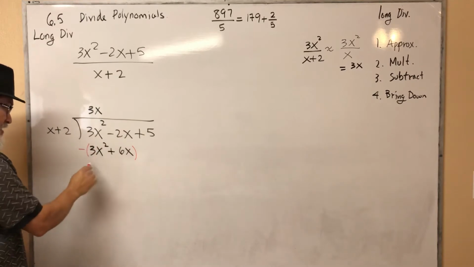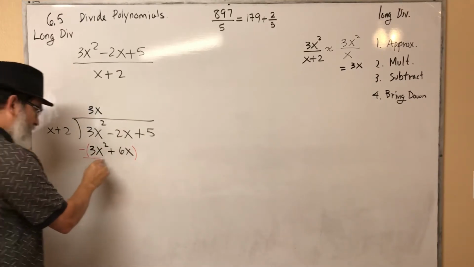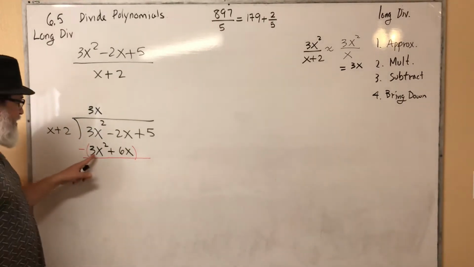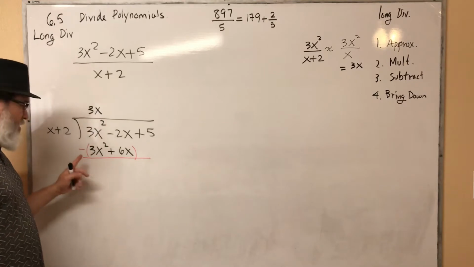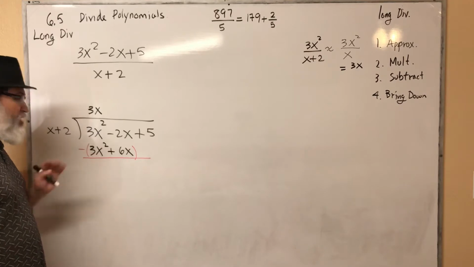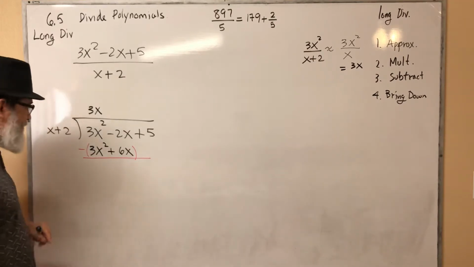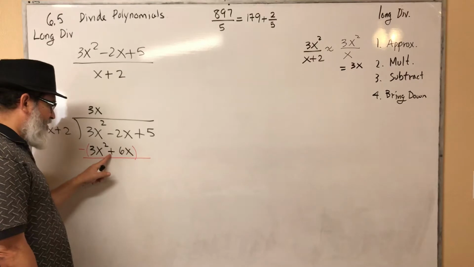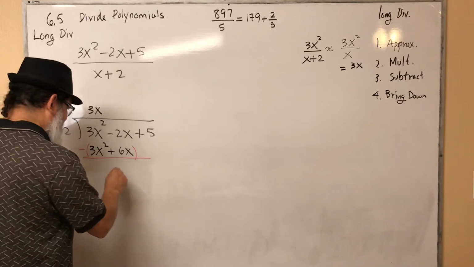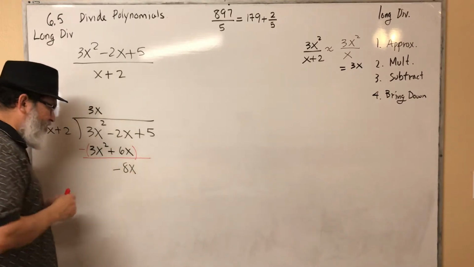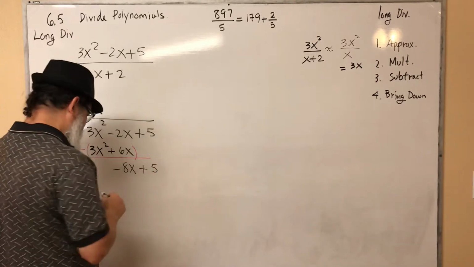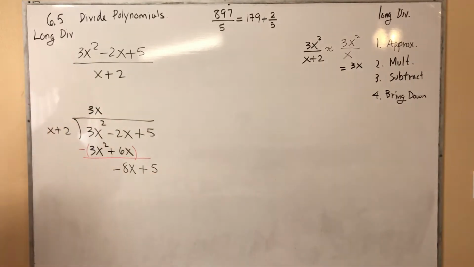I put a negative in front, and because I'm subtracting the binomial, in parentheses. So this becomes negative, you get 0, because a negative times a positive is negative. What's 3x squared minus 3x squared? 0. That's supposed to happen. And this becomes negative. So what's negative 2x minus 6x? Negative 8x. Bring down plus 5.